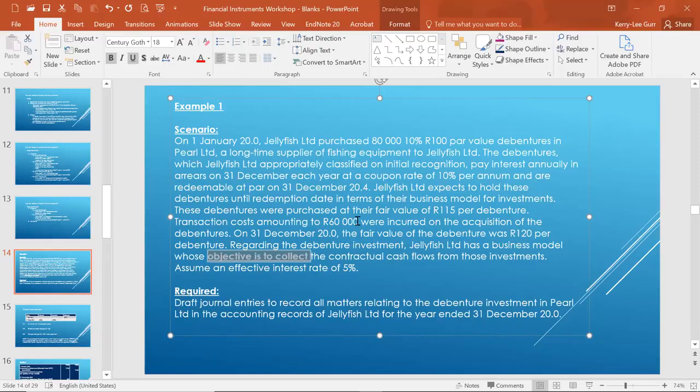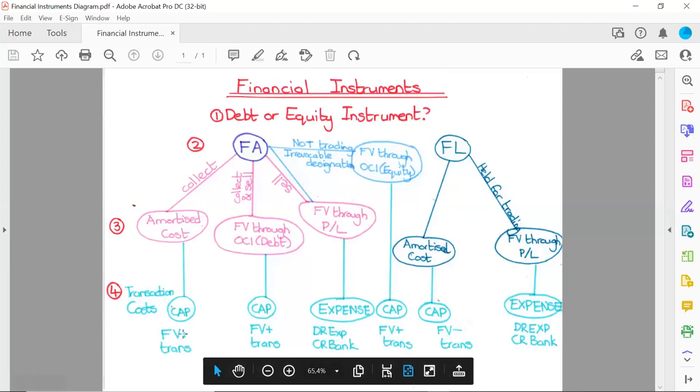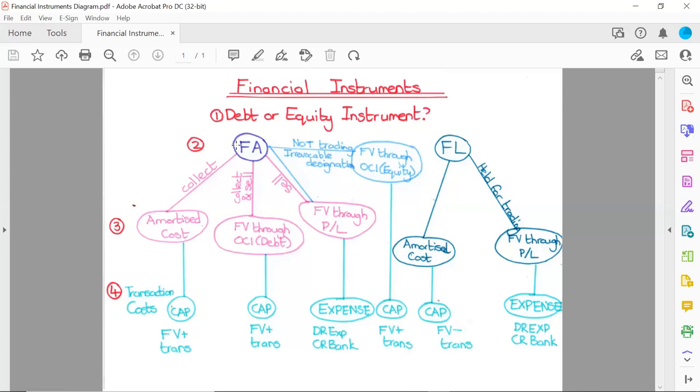They told us here the objective is to collect the contractual cash flows. If we look at our diagram where we have a debt instrument, financial asset, we're looking at the pink section. The intention is just to collect. We're then going to use amortized cost, and we are going to capitalize our transaction costs. How easy is that? Well done, guys. Well done. I know it's a lot to take in, but you've done very well.